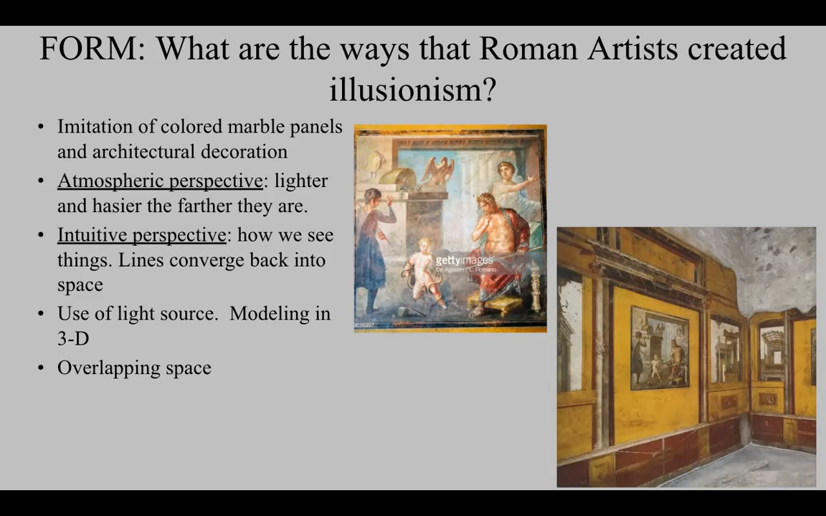They also use a light source. Notice how the light is shining in on the upper left side, so that the left side is in light and the right side is in shadow. That makes it seem more realistic as well. And then their style is a lot less formal than the Egyptians. Notice that they create a lot of overlapping space. Figures are in front of other figures. Figures are in front of architecture to create a believable sense of space.